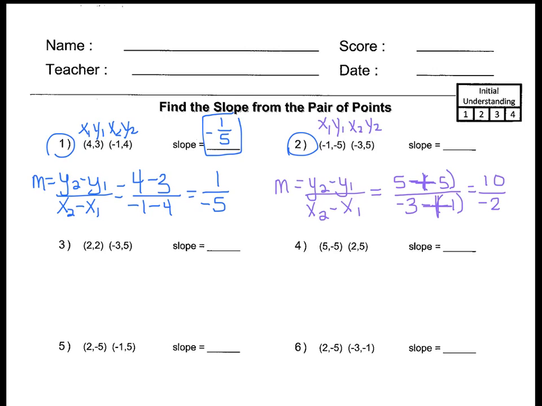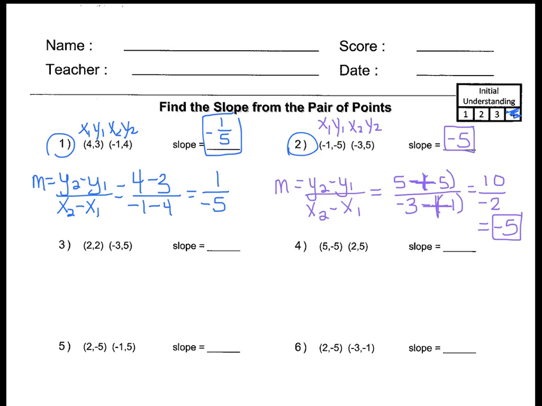Can we simplify this? 10 divided by -2? Yes, we can. And that's going to give us -5. So -5 is your answer. So now what I would like you to do is problems 3 through 10. Do not forget to pick your initial understanding, I am a 4, and then also pick your reflective understanding.